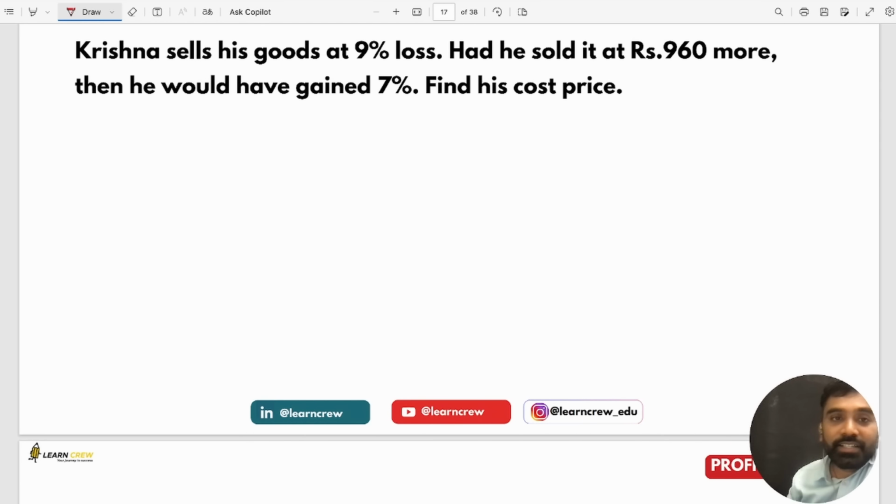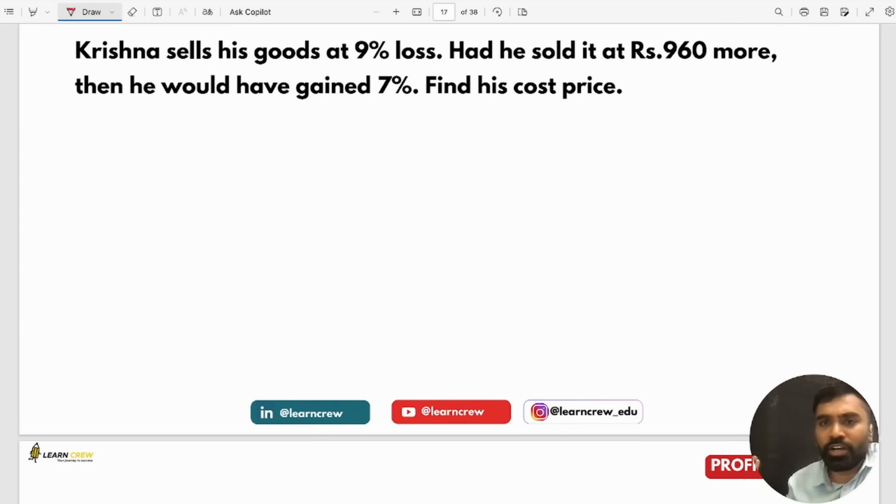Okay, next. Krishna sells his goods at 9% loss. Had he sold it at rupees 960 more, then he would have gained 7%. Find his cost. They are telling there is some person, Krishna, he sold his goods at 9% loss. Had he sold it at rupees 960 more, if he had given it at additional 960, then he would have made a profit of 7%.